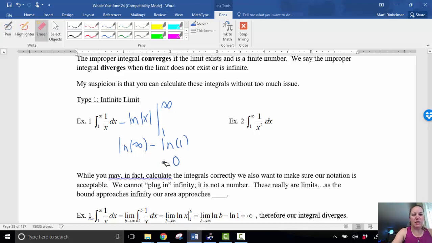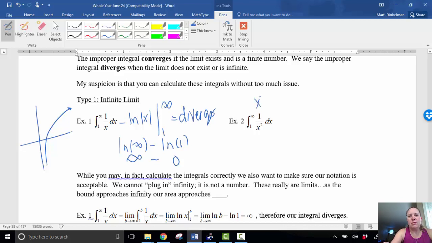Natural log of infinity, so let's talk about that. This is technically a limit, and me plugging this in is really improper math. But if I were trying to figure out what was going on at infinity with a natural log, well, it heads toward infinity. So since we get something infinite here, it diverges.